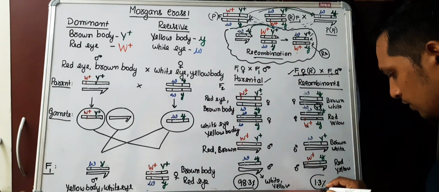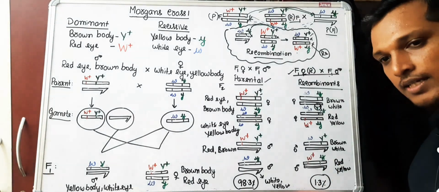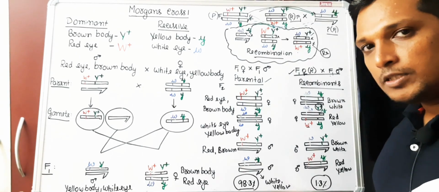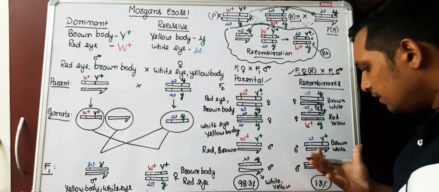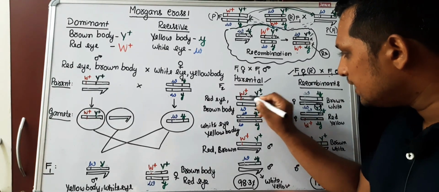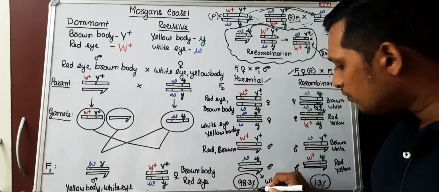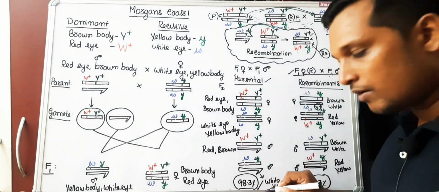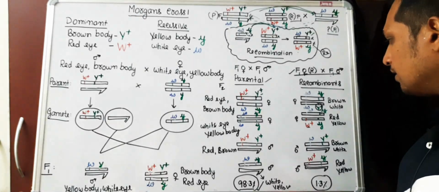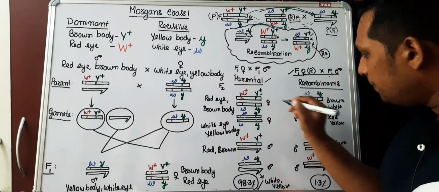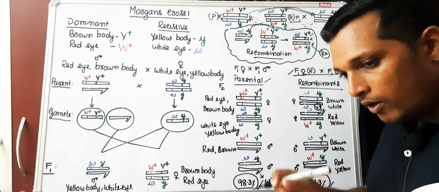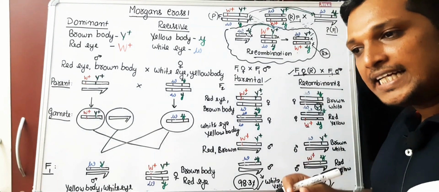Its percentage was found to be 1.3%. It was due to recombination. So through this it was understood why the new varieties are formed. If two genes are very closely linked, then the possibility of separation of those genes is very less. Most of the parental types are formed. But recombinants formed depends upon how closely linked they are.